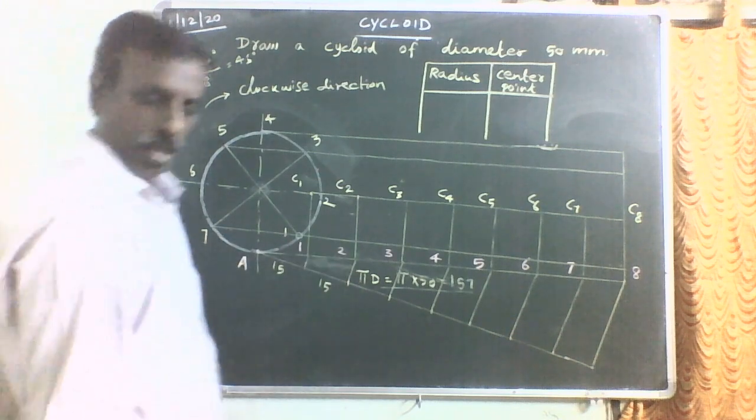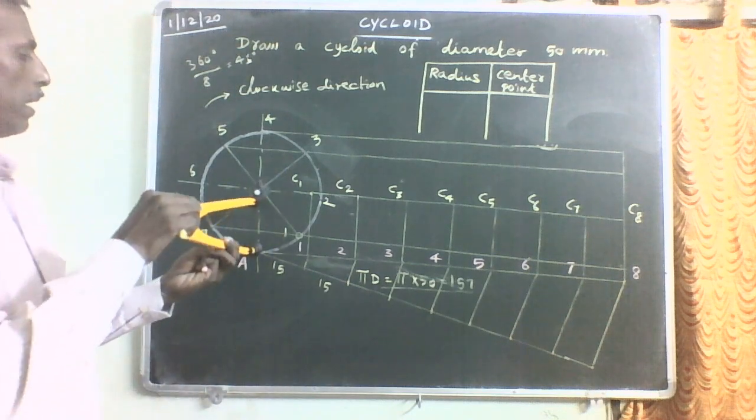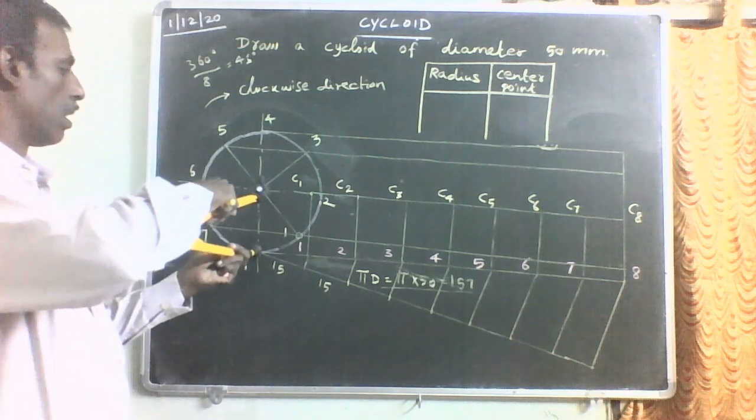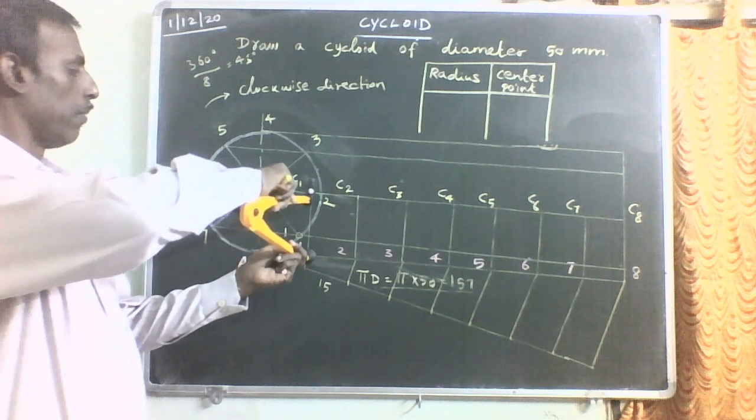Now, we are going to take the radius of the circle. That is equivalent to C1-1.